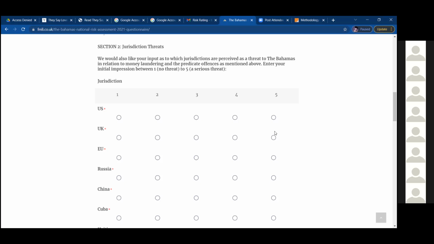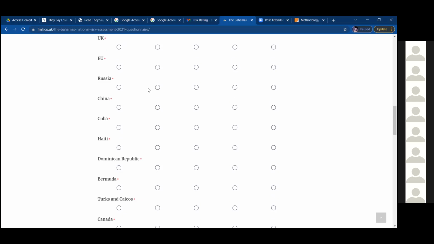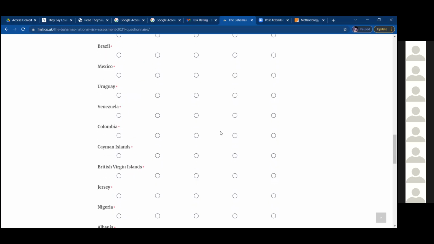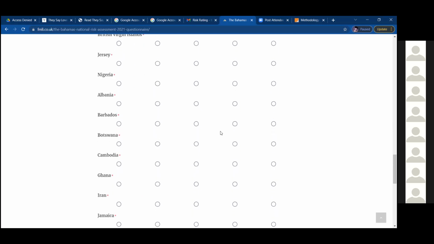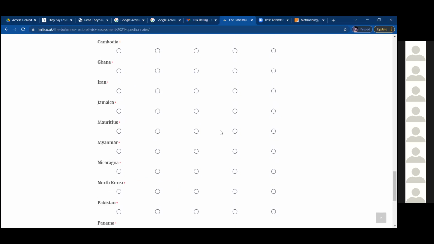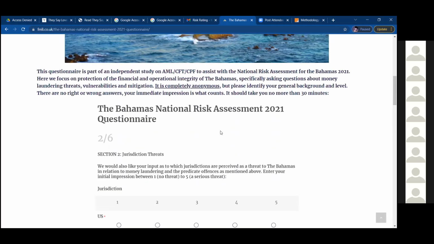Okay. All right. And so it says, we would also like your input as to which jurisdictions are perceived to be a threat to the Bahamas. And they have all these different countries. And then it goes on and on and on.